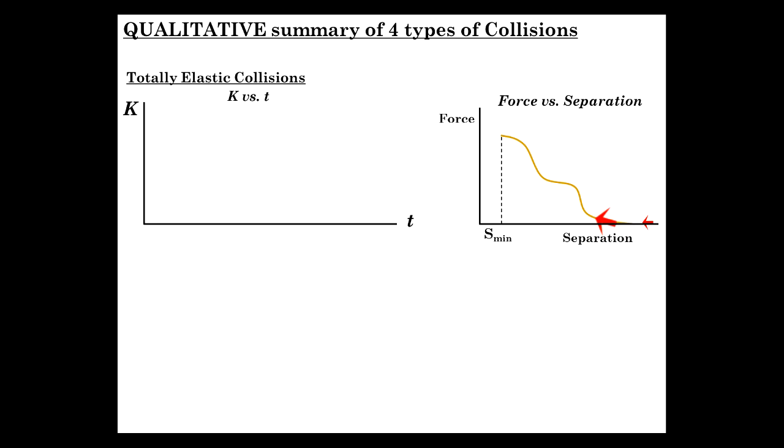So here comes the two objects as they collide. This is kind of showing what the force is doing to minimum separation. And then, on the way out, it follows the same path. This is the same path going out as what came in. And we've already done an analysis of that.